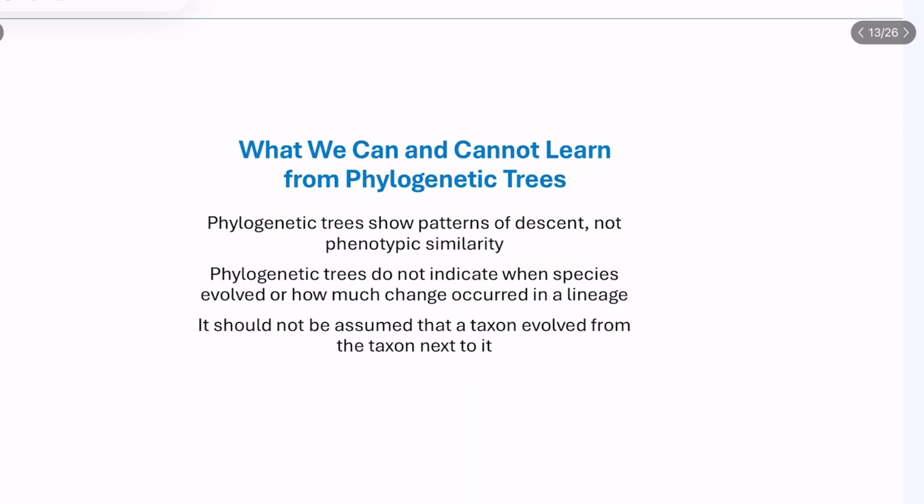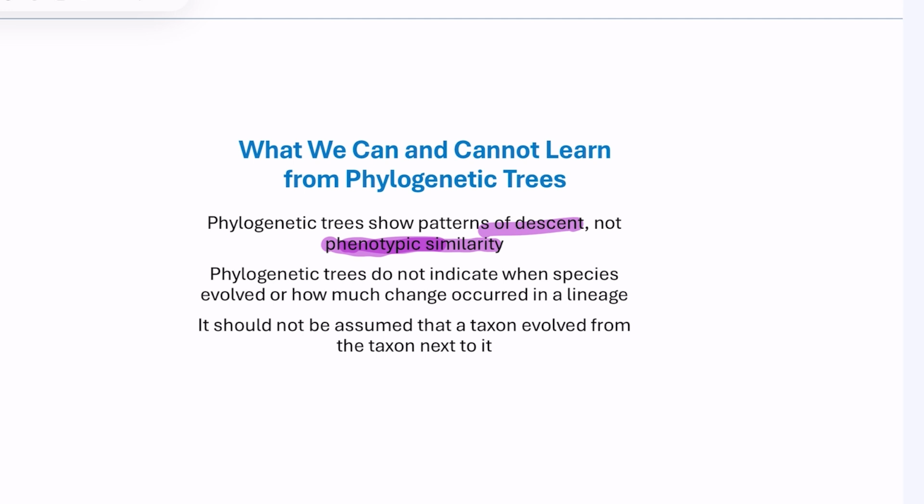Now the question: what can we and what can we not learn from a phylogenetic tree? What information can we get from it, and what information can we not get? The phylogenetic tree shows the pattern of descent. It always shows that these species evolved from other species, but it will not give any information about phenotypic similarity. We cannot get any information about the phenotypes of organisms. A phylogenetic tree does not indicate when species evolved and how much change occurred in the lineage. It will not tell you exactly when this species evolved.